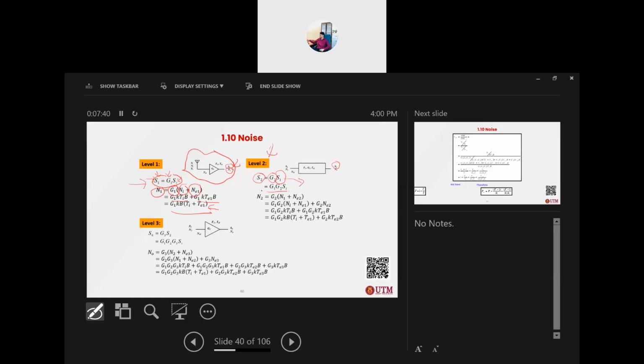The same goes for N2 as well. N2 is actually the noise factor of G2 times our N1. What is our N1? You get it from here. So you just expand, and expand. The same goes for level 3. So it becomes this complicated, but don't worry, it's actually pretty much understandable. You just expand. You just do it carefully, because if you do it too fast, you will make mistakes. If you do it slowly, it's also okay, as long as it's correct, because it's just expansion. This one is very direct.